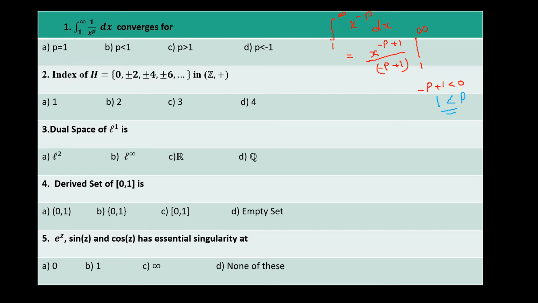So it means that the answer for this question will be option C. So that option C, p greater than 1, is the correct answer.